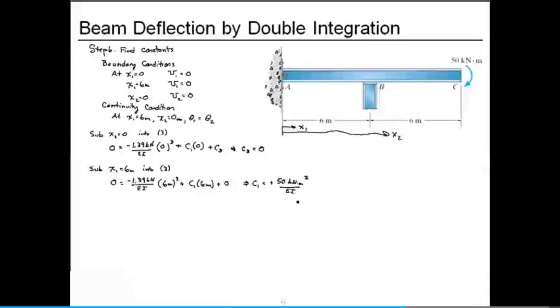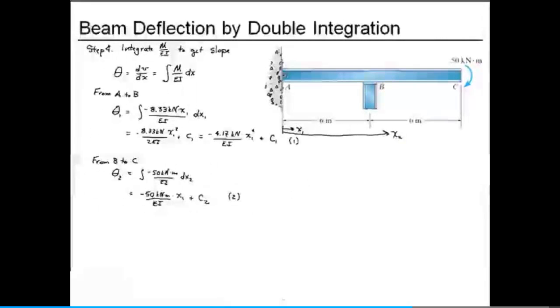over EI. Now let's use our continuity condition along with our knowledge of constant C1. So we'll substitute x1 equals 6 meters into equation 1 and x2 equals 0 meters into equation 2. Looking back, here we have equation 1 and equation 2. We already know constant 1, so we'll find constant 2.